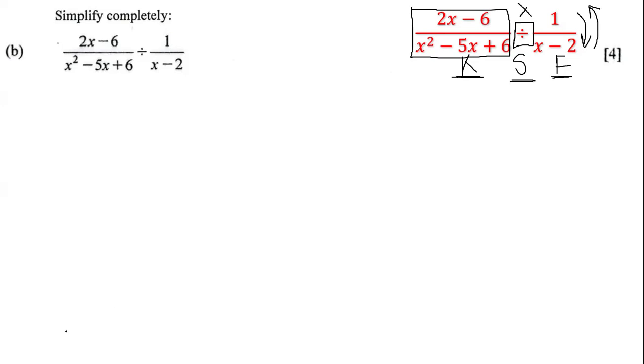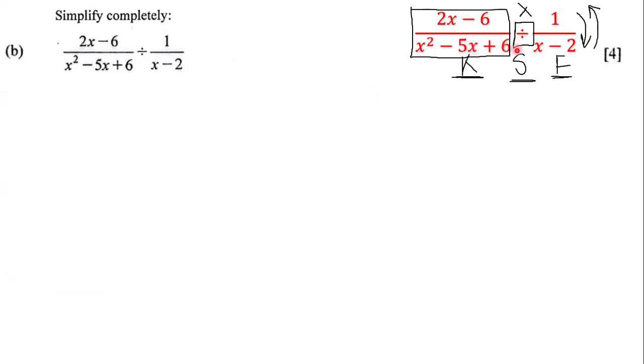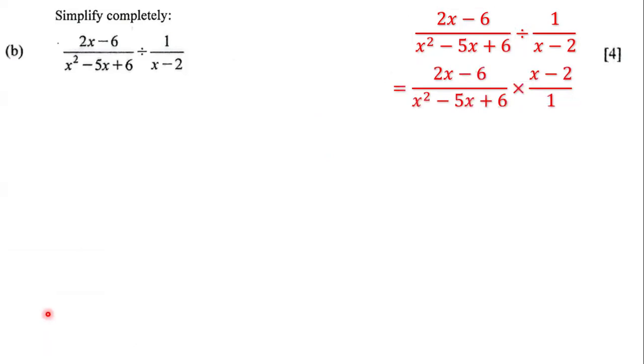So KSF: keep the first fraction, switch the division sign to a multiplication sign, and flip this particular fraction. And so that's what we do. So let me erase our link. We keep the first fraction untouched. We change the division sign into a multiplication sign, and we flip this particular fraction, putting the denominator on top as the numerator and the numerator at the bottom as the denominator.